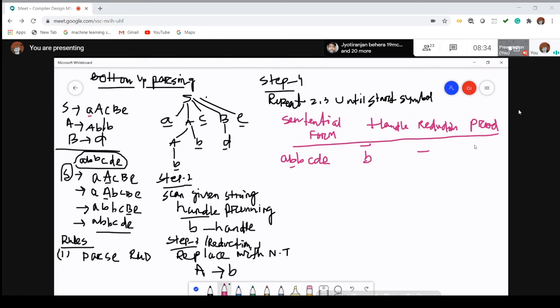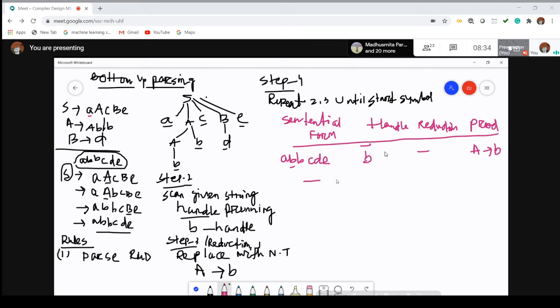Which production is associated with B? The production associated with B is A to B. Okay, now step number 2 is completed. Identify the handle. What is step number 3? Replace that one with its corresponding production. Production equal to A to B.